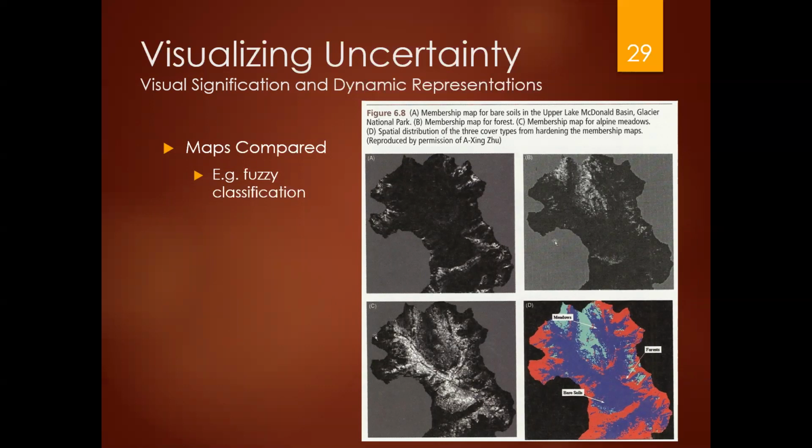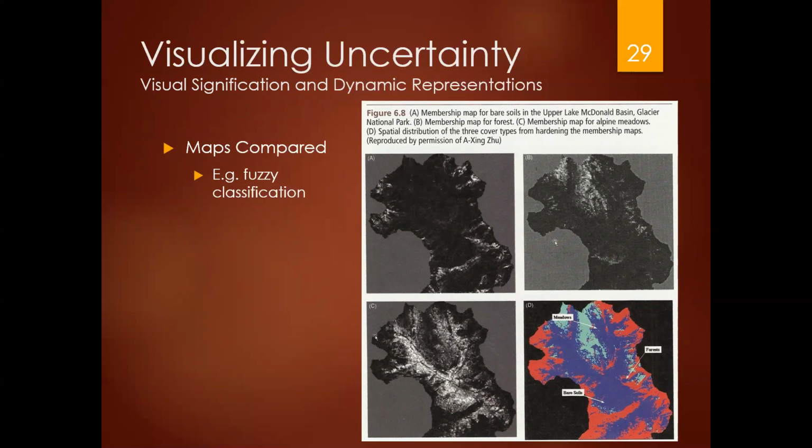Okay, so this whole image here is giving you information about what? About uncertainty. If the membership value for a pixel is pretty high, it means that uncertainty is pretty low for a specific land cover type. For example, membership map for bare soil in the Upper Lake McDonald Basin, Glacier National Park. That's the theme of figure A. So we have bright pixels and we have dark pixels.